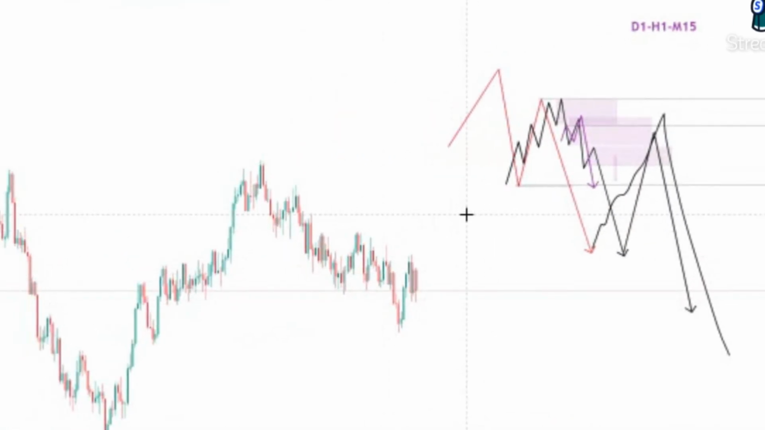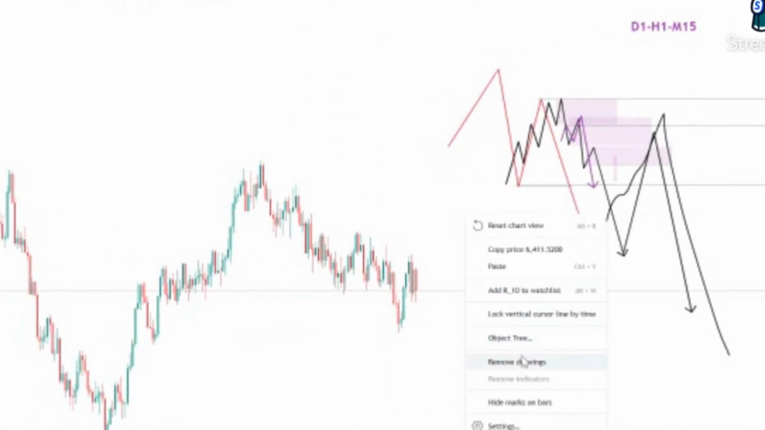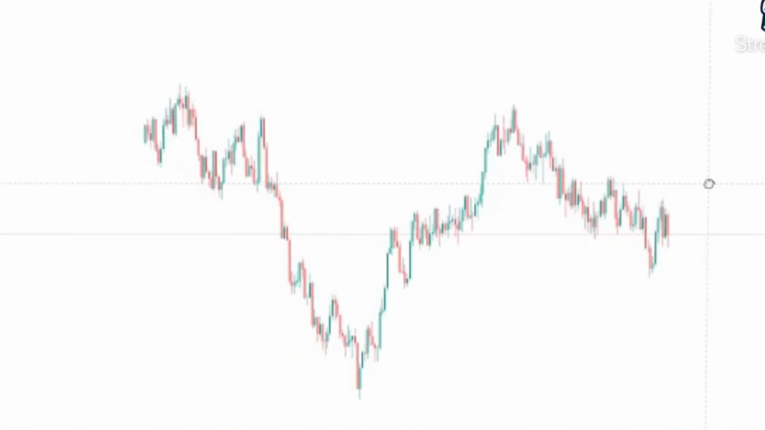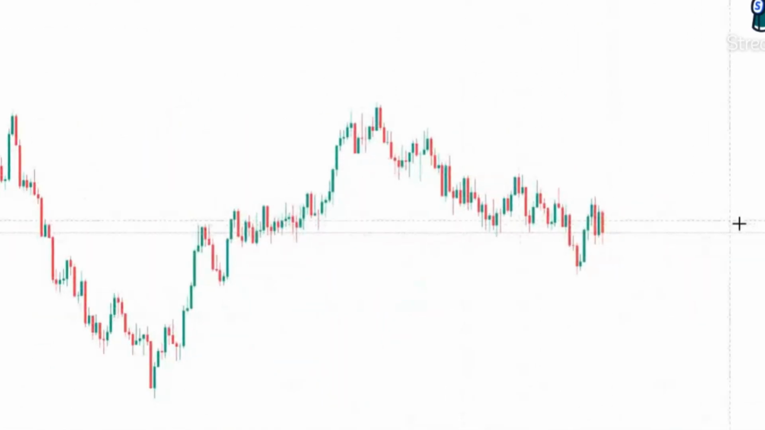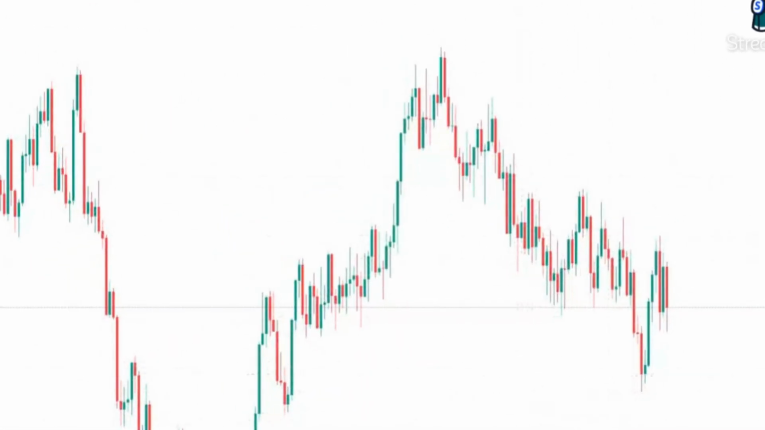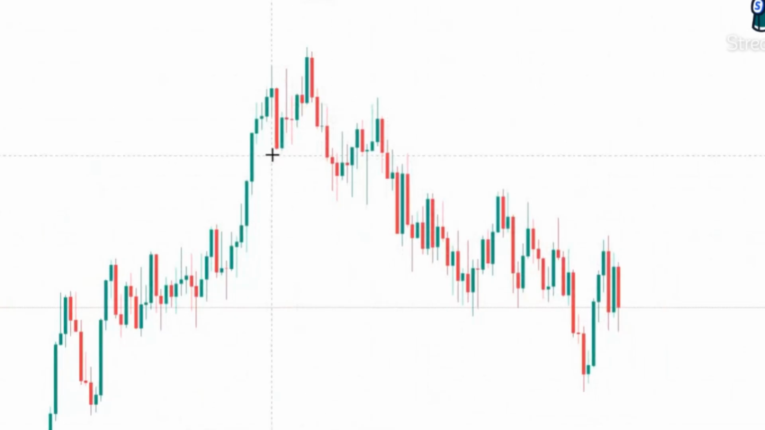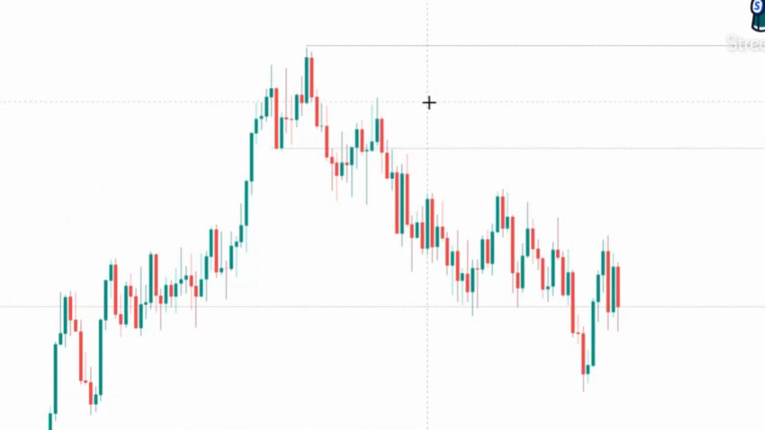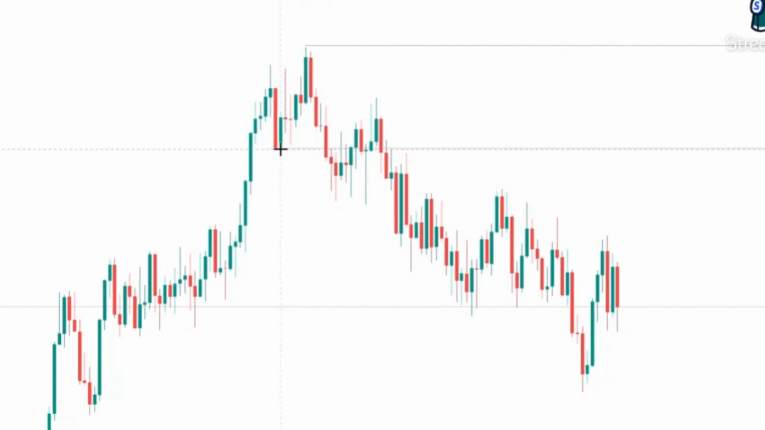So for example, let me clear all this. I hope you get this. Please rewatch the video if you don't understand. Now let's go. So now see, for example, this is a clear area of liquidity, right? There was a clean validation, and this is your invalidation. So this is your full area of liquidity.